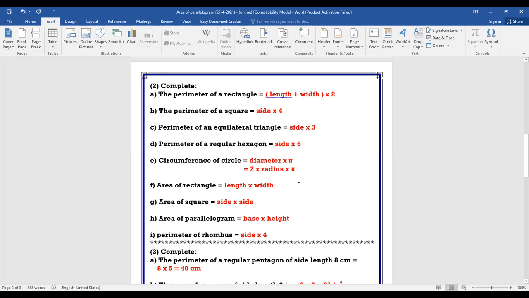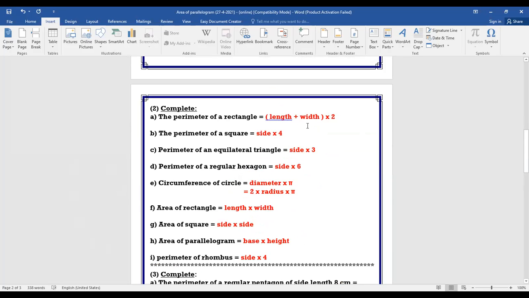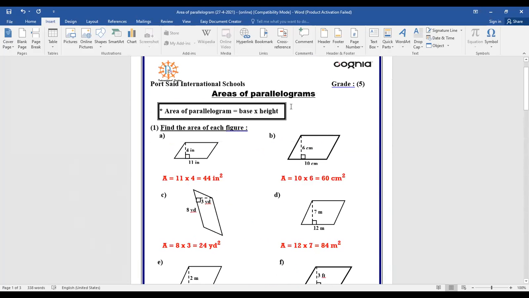Area of a rectangle: length multiplied by width. Area of a square: side multiplied by side. Area of a parallelogram: base multiply height. And perimeter of a rhombus: side multiplied by 4, because also here we have 4 equal sides. I think it's very easy, but please you must keep this. The formulas are very important to solve. Okay, this is our lesson today. Area of a parallelogram: base multiply height. To find the area, multiply the length of the base by the length of the height.